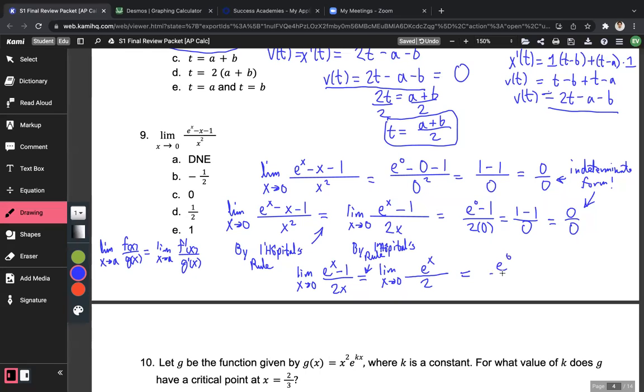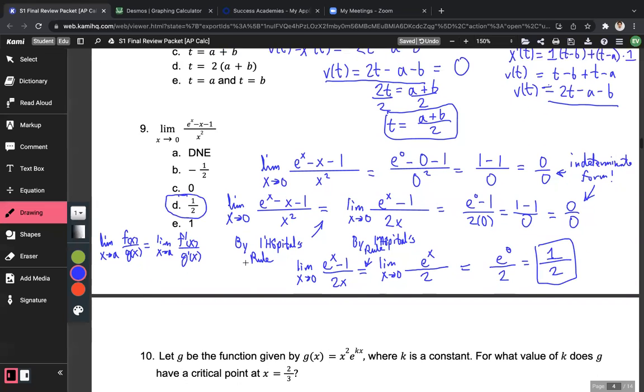Notice how I'm being very careful about when to use my limit notation. I only can drop it when I start to evaluate something directly. Plugging in 0 for x gives me 1/2. So at the end of this long crusade, I should get option D. The limit equals 1/2.